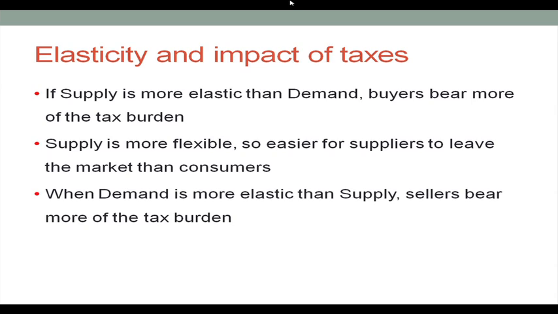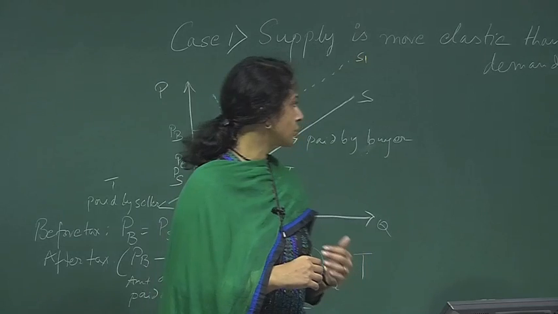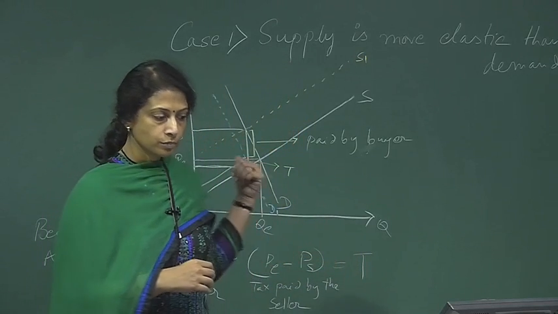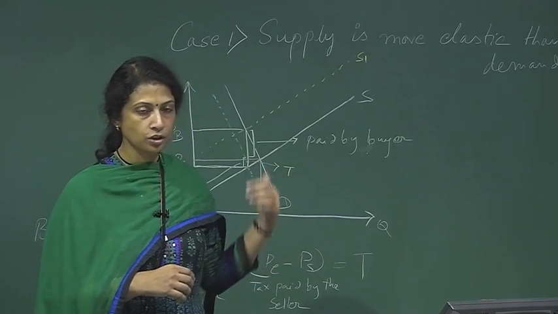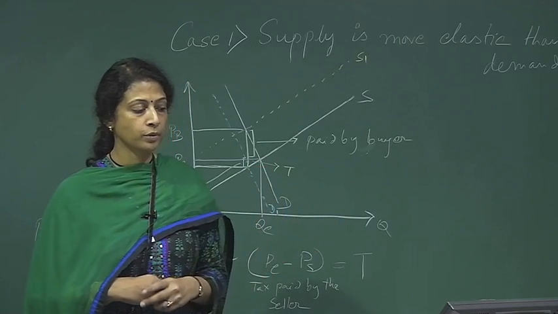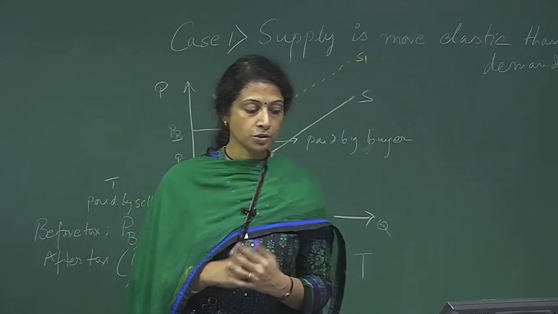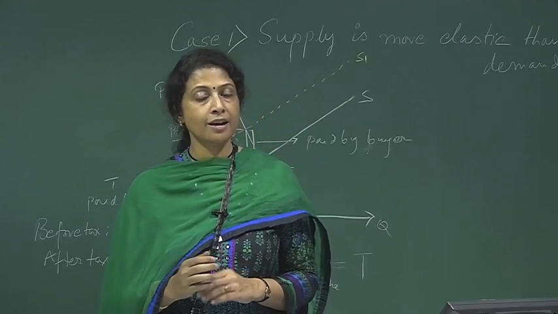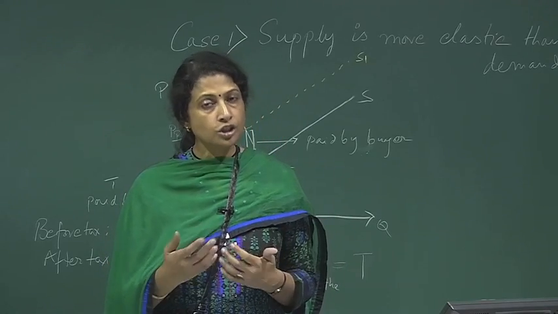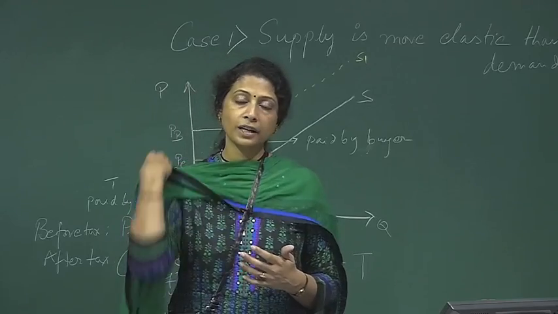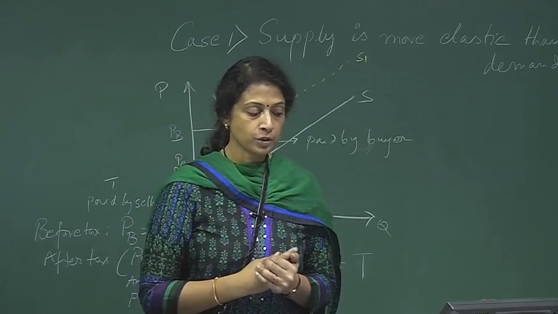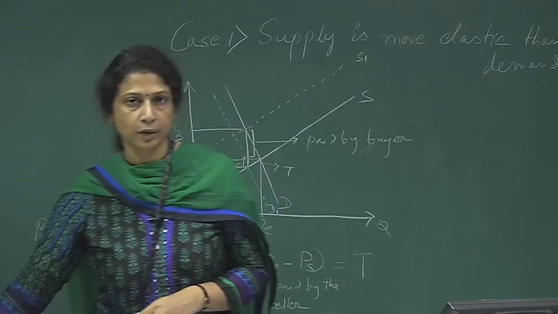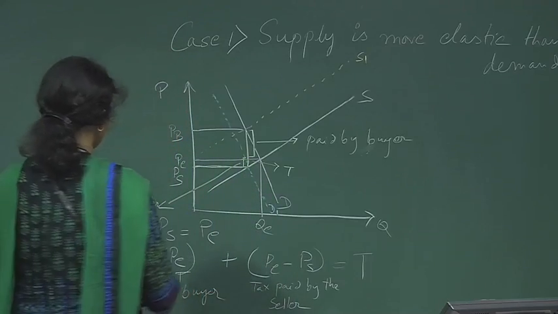Next, we are going to show that when demand is more elastic than supply, sellers bear most of the tax burden. So again, it's just a matter of showing graphically what happens, or through a diagram, when demand is more elastic than supply. But again, I'm sure that the logic has already worked in your minds. So let's just draw the diagram and see what happens.